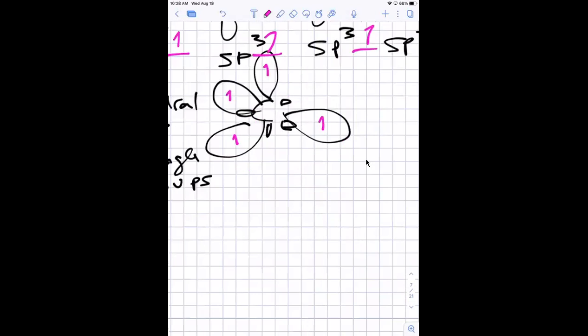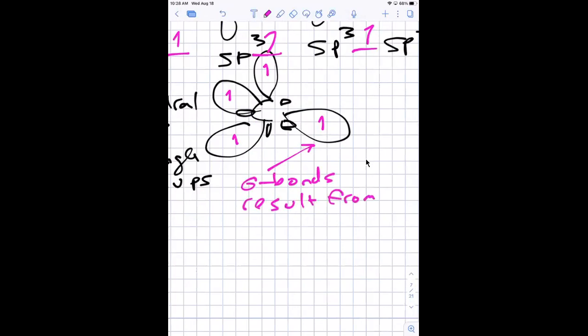So this is an example of a hybridized orbital. So pi bonds come from unhybridized p orbitals, and sigma bonds are the result of hybrid orbital overlap. Great question.